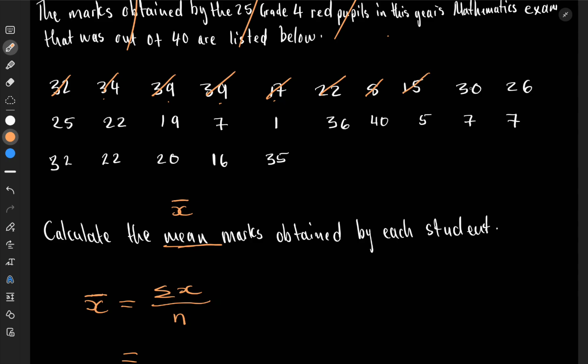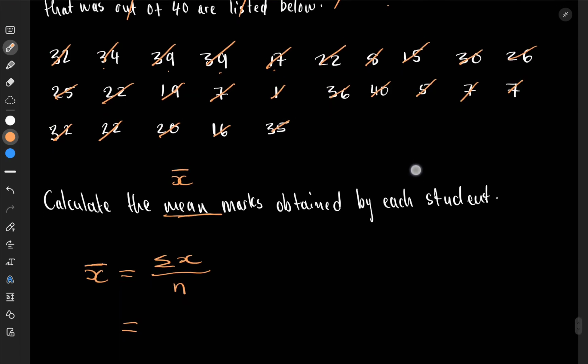Plus 15, cancel. Plus 30, plus 26, plus 25, plus 22, cancel. Plus 19, cancel. Plus 7, cancel. Plus 1, cancel. Plus 36, cancel. Plus 40, cancel it. Plus 5, cancel. Plus 7, cancel. Plus 7, cancel it. Plus 32, cancel. Plus 22, cancel. Plus 20, cancel it. Plus 16, cancel. Plus 35, and I cancel.